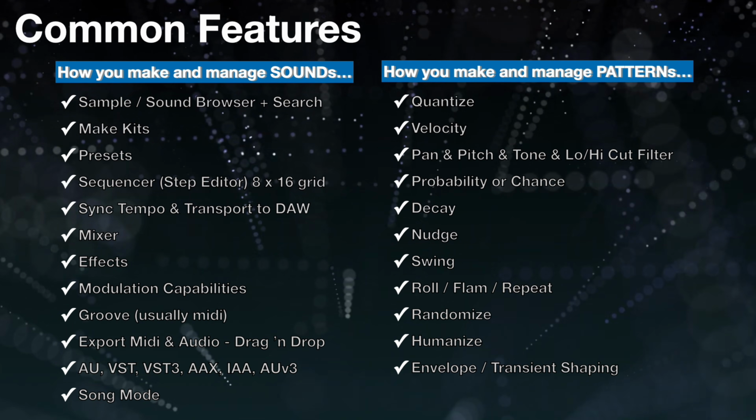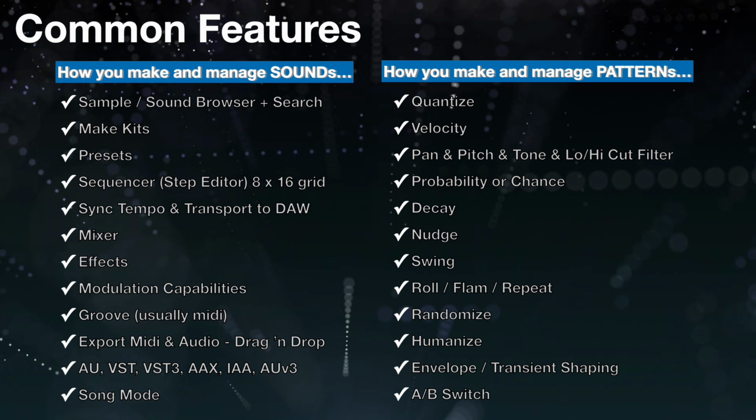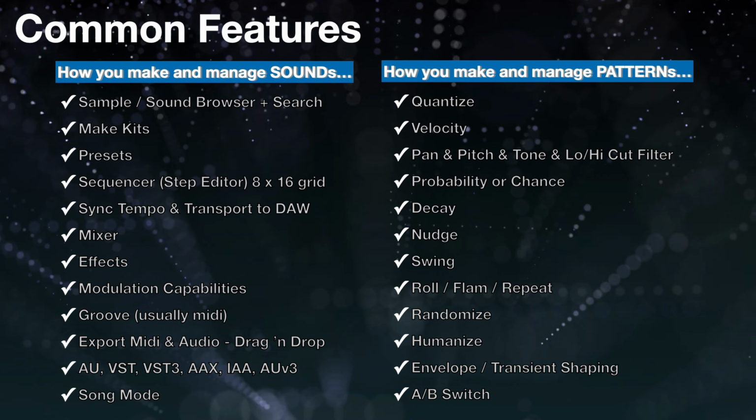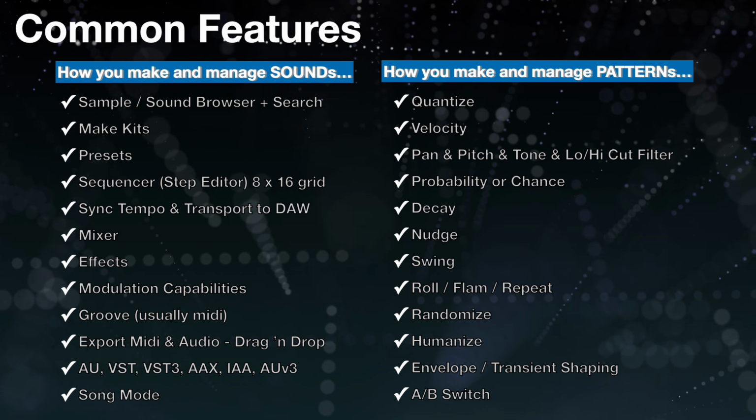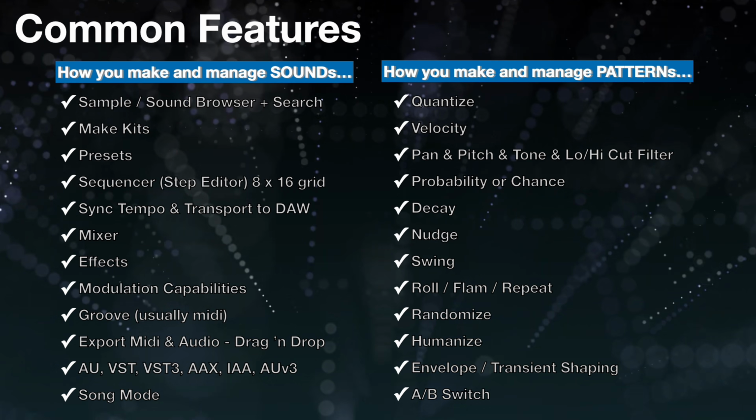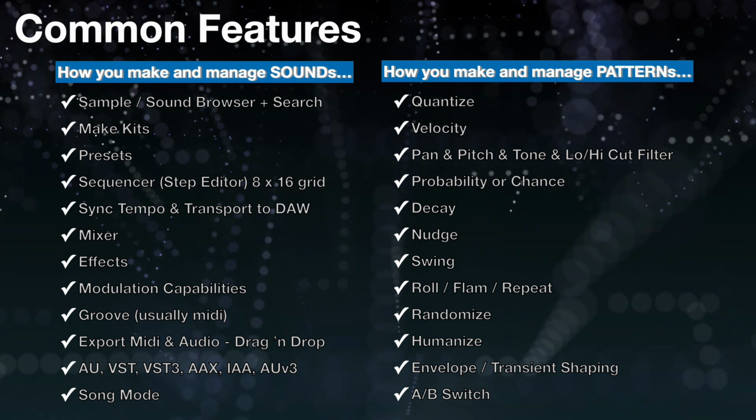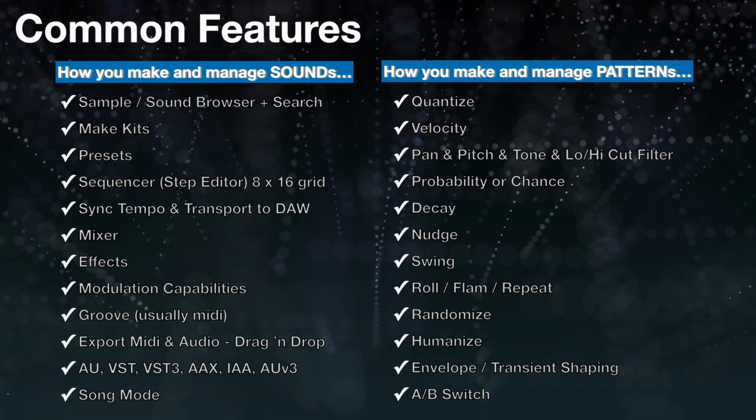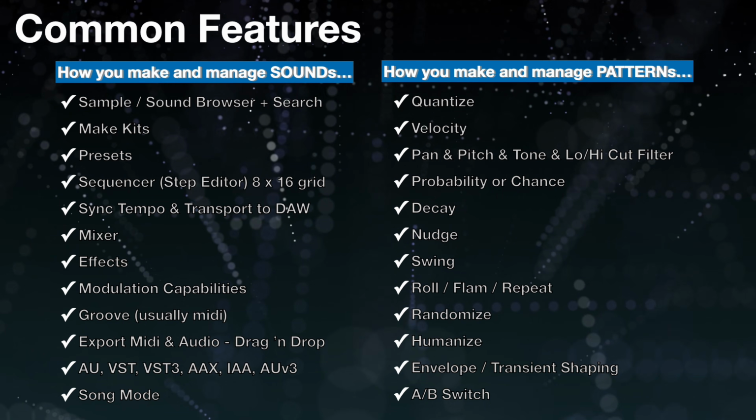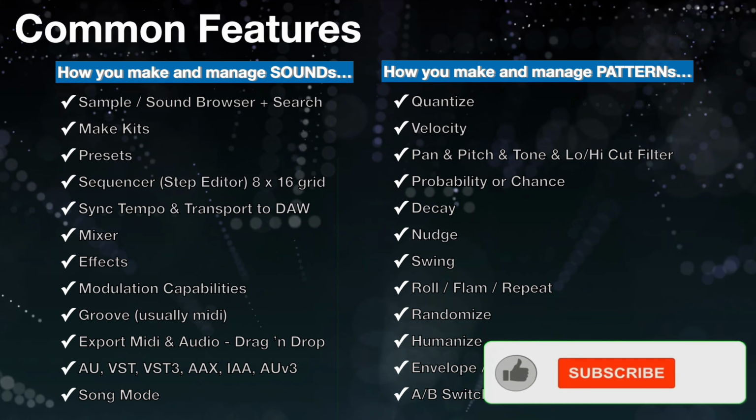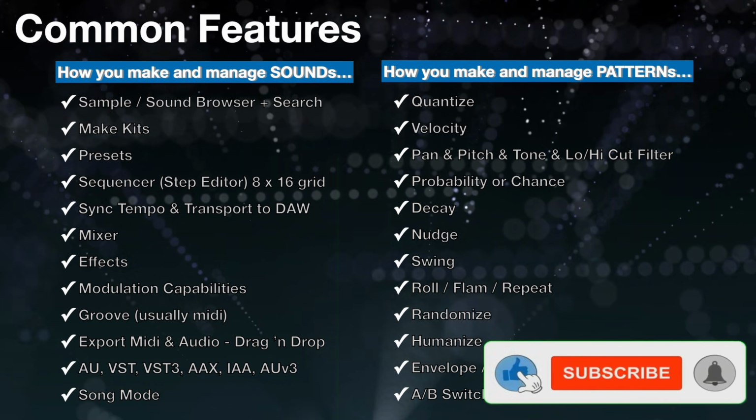A few have envelope transient shaping, and some have what we call an A-B switch. You can create 2 beats at the same time, an A and a B. You can switch back and forth between them to decide which one you like and which one you're going to keep. Now, if you don't understand all of these common features, don't worry about it, because as I go through the product demos, you're going to see them demonstrated and develop a better understanding of why they are common.